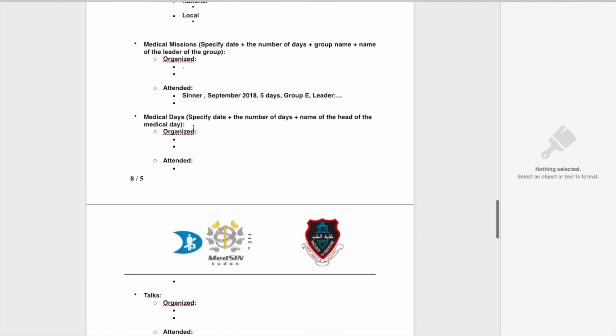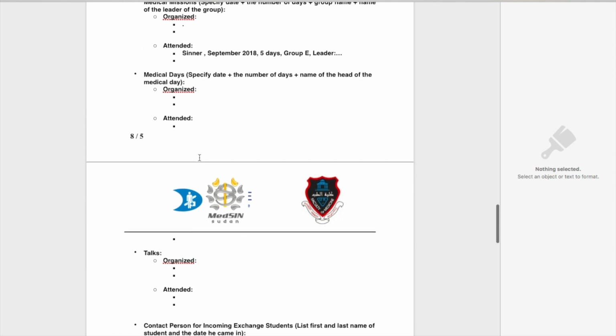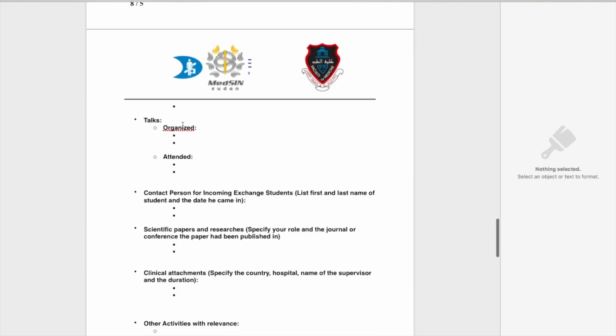Medical days, same way as the medical mission: you have to specify where it went to, the date of that medical day, and the number of days of that medical day. I know it sounds odd, but some medical days consist of 2, 3 or 4 days. You'd also have to name the head of the medical day. Talks, organized and attended, same way as everything that we mentioned before.